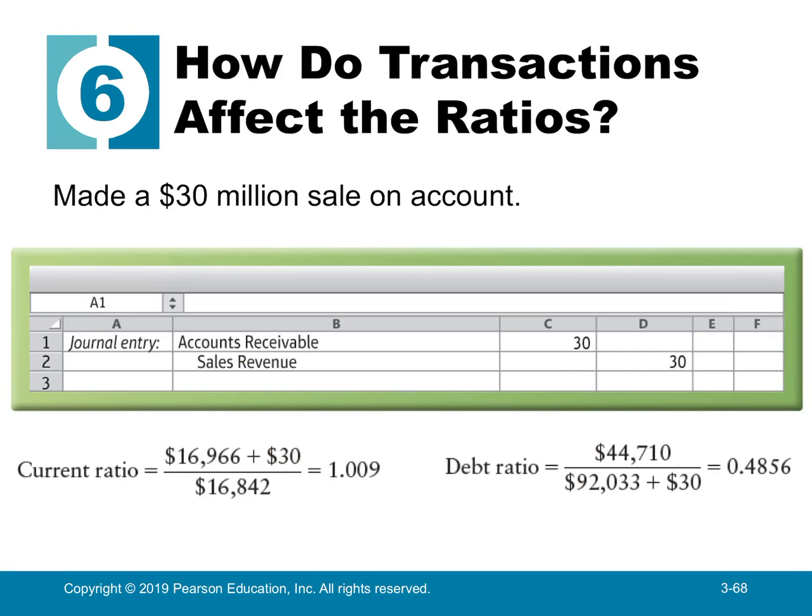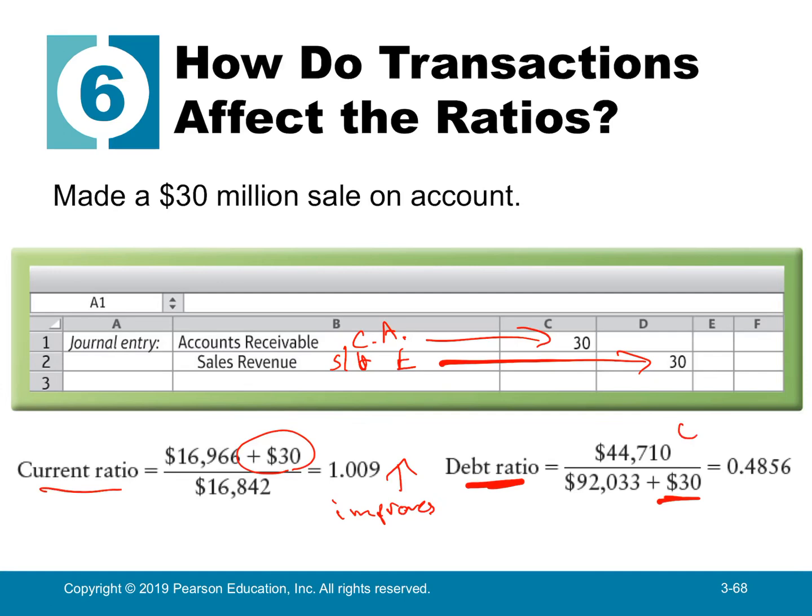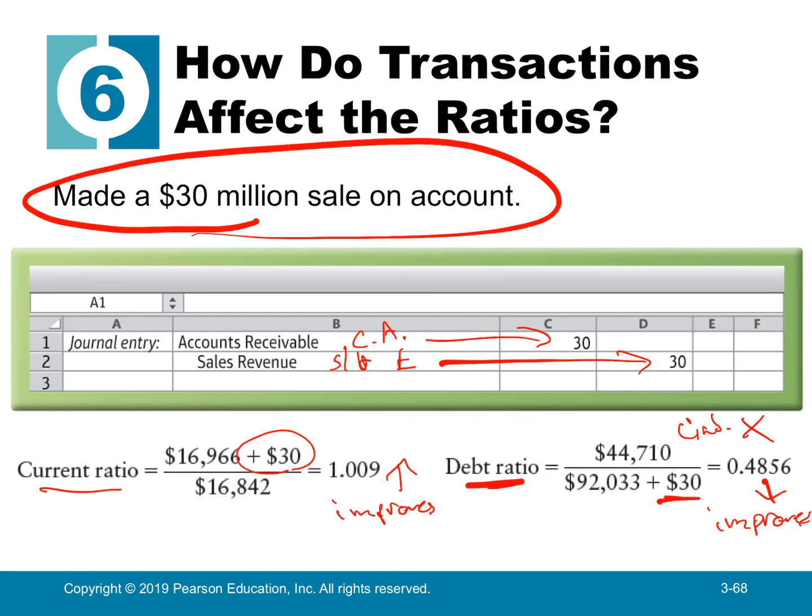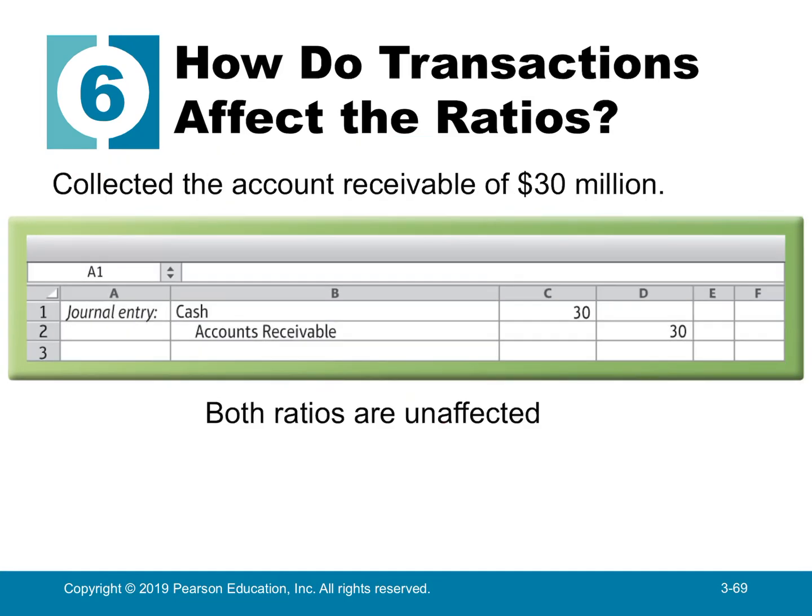Let's say I made a $30 million sale on account. So a current asset goes up by 30, and my stockholders' equity goes up by 30. So for the current ratio, the numerator goes up by 30. This goes up, it improves. My debt ratio, my total assets go up by 30. Liabilities are not affected at all. So this goes down, also improves. And that makes sense, right? If my company is selling and making money, that's a good thing.